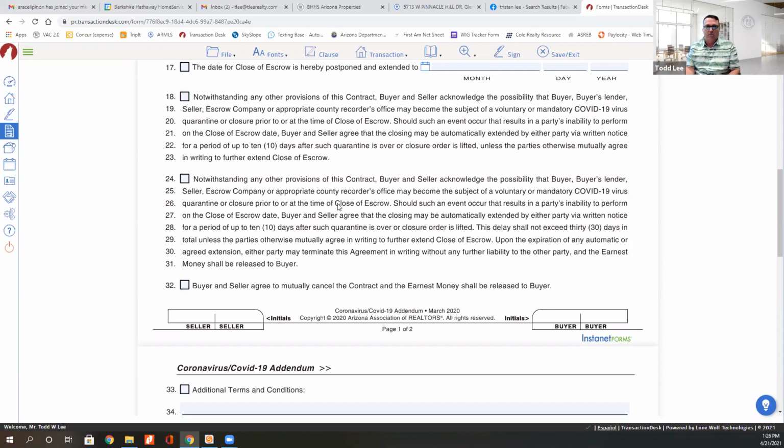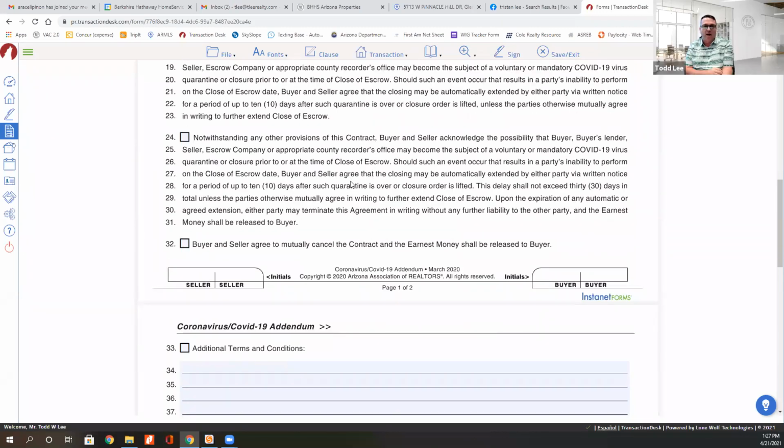So, we're going to postpone everything for at least 10 days until our quarantine is over. It's because it says after such quarantine is over, and it doesn't even say who's imposing the quarantine, what the quarantine may be, how long it might be. So it just says that you can extend it 10 days past whatever the quarantine is, it could be self-imposed. It even says self-imposed quarantine. So yeah, I really don't like the vagueness of how that was written.